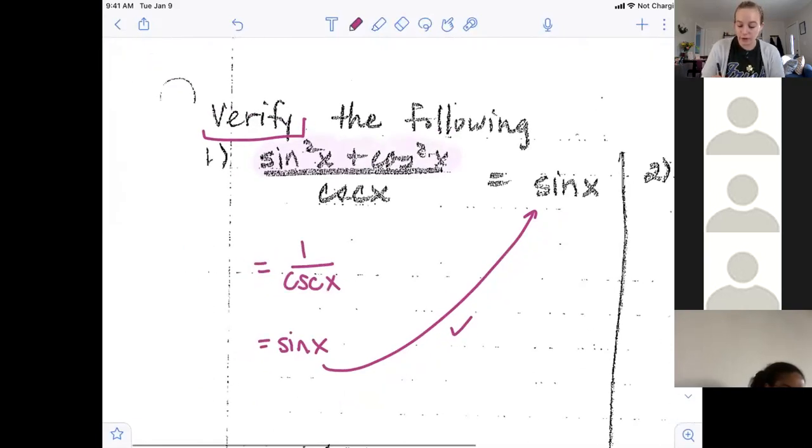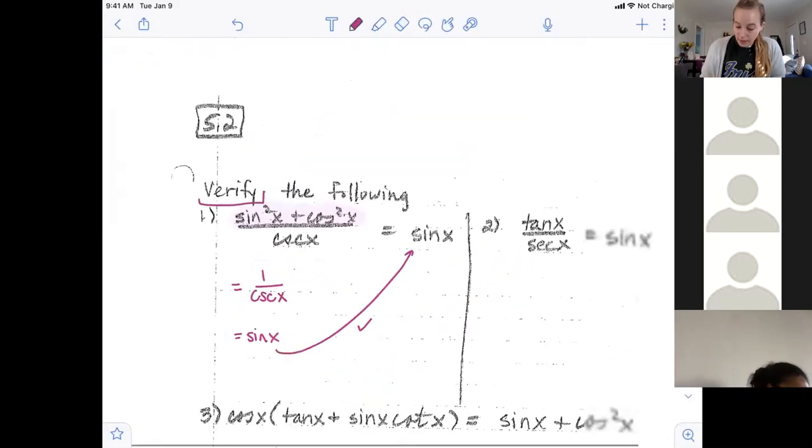So again, we have to look for our Pythagorean identities, and then we have to use our reciprocals to get it in terms of sine and cosine, and then we simplify from there. Any questions on the first one? All right, let's keep going.